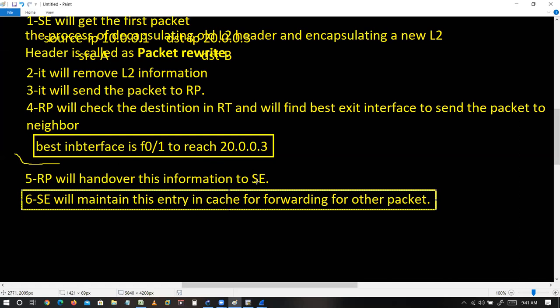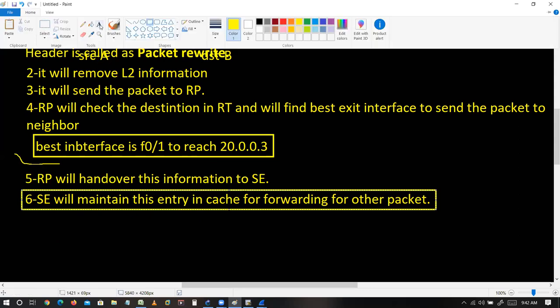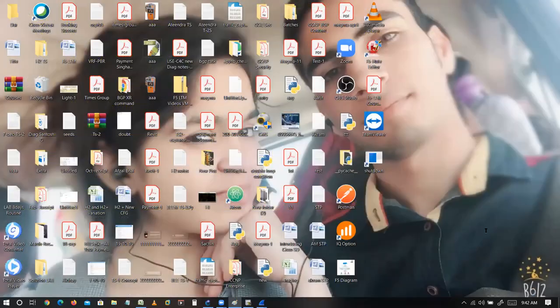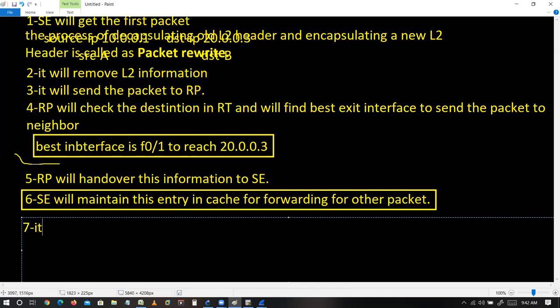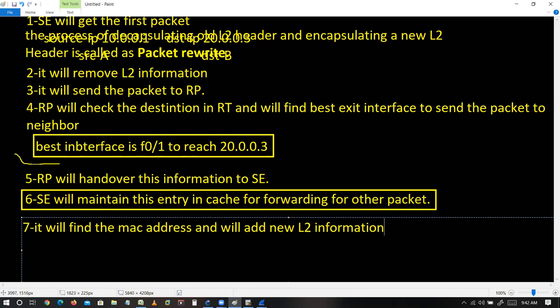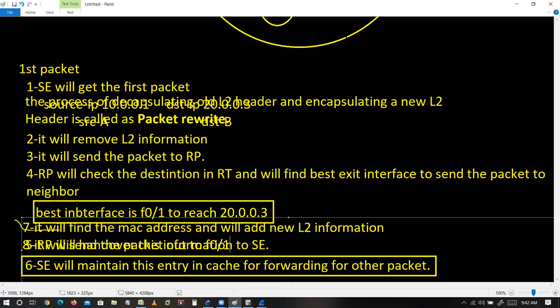Till the fifth step, everything is the same. Now the sixth step, only for the first packet we are discussing right now: the switch engine will maintain that entry in the cache for forwarding the other packets, the remaining packets. Now the seventh step, it will add a new L2 header. Or we can say it will find the MAC address and will add new L2 information. The eighth step, it will send the packet out to F0/1. Right or wrong? Any doubt at this point?